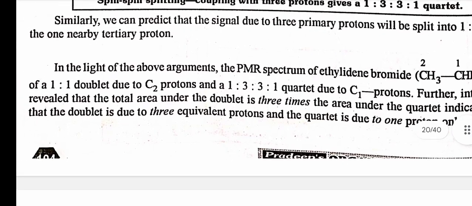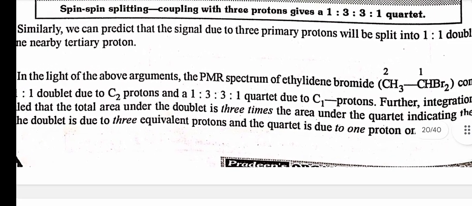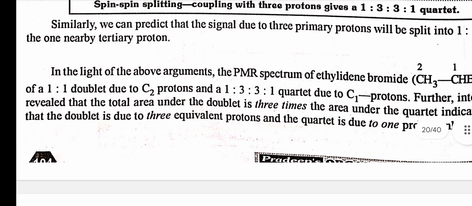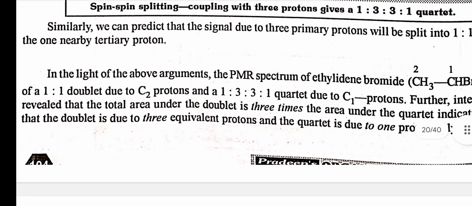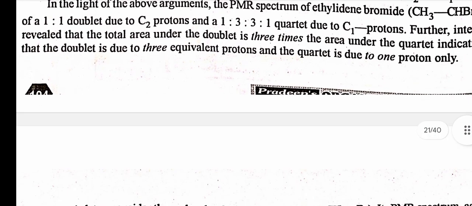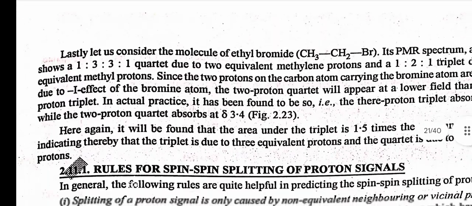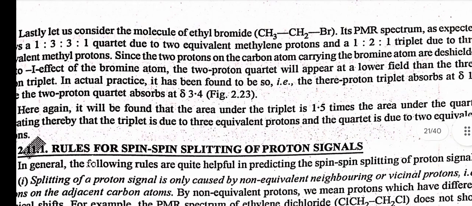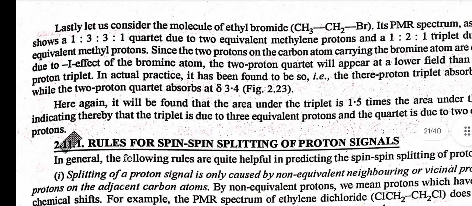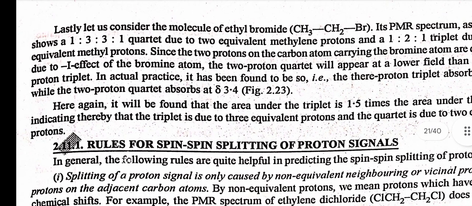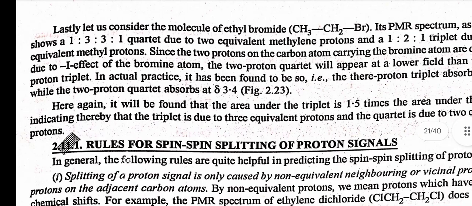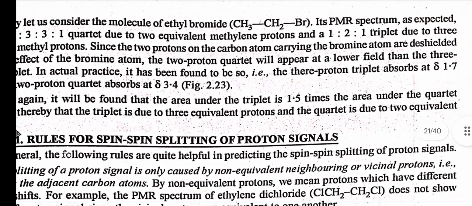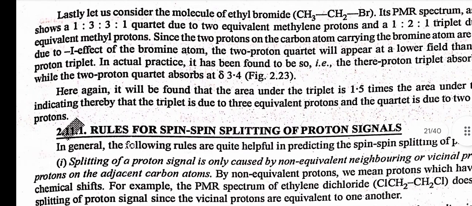Further integration has revealed that the total area under the doublet is 3 times the area under the quartet, indicating thereby that the doublet is due to the 3 equivalent protons and the quartet is due to 1 proton. Lastly, let us consider the molecule of ethyl bromide. Its PMR spectrum, as expected, shows a 1:3:3:1 quartet due to 2 equivalent methylene protons and a 1:2:1 triplet due to 3 equivalent methyl protons.